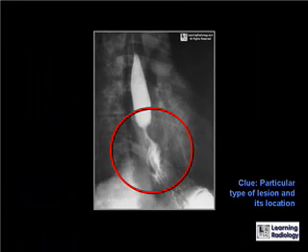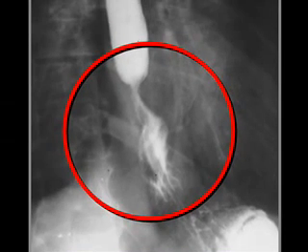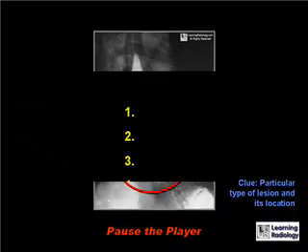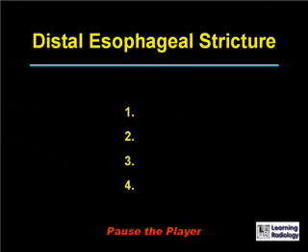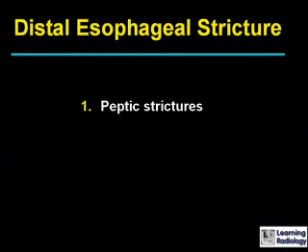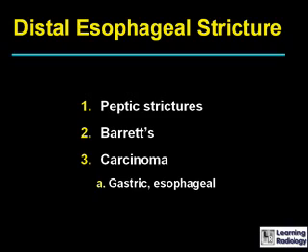This is the next differential. The differential is of a distal esophageal stricture. There are 4 causes. The 4 causes of a distal esophageal stricture are peptic or reflux esophagitis, Barrett's esophagus, carcinoma, either gastric extending into the distal esophagus or esophageal carcinoma, and achalasia.